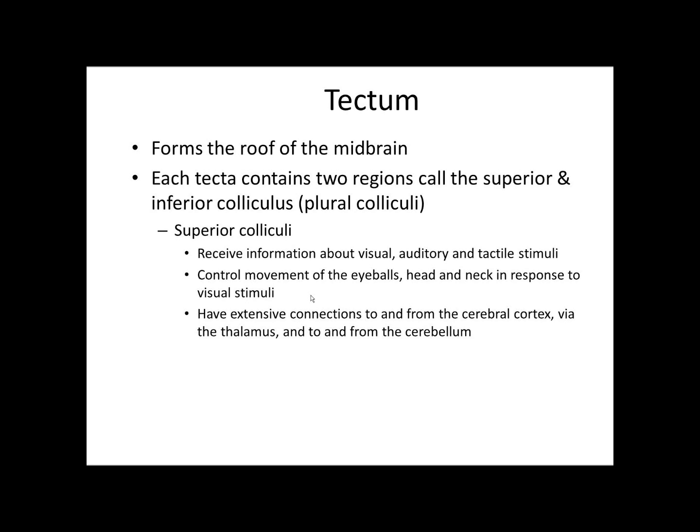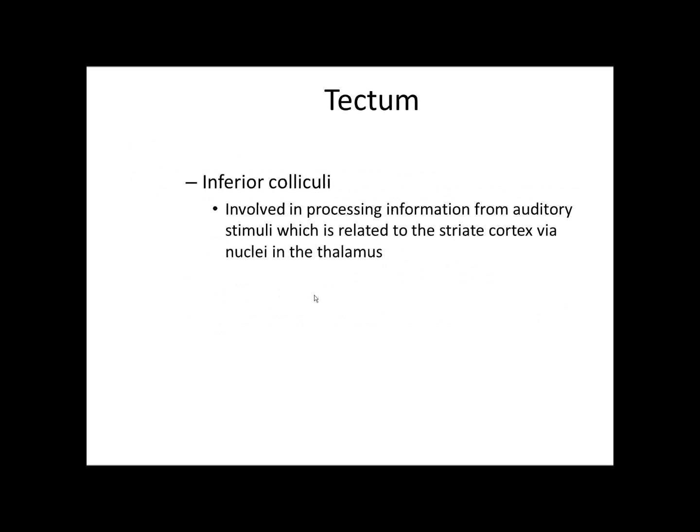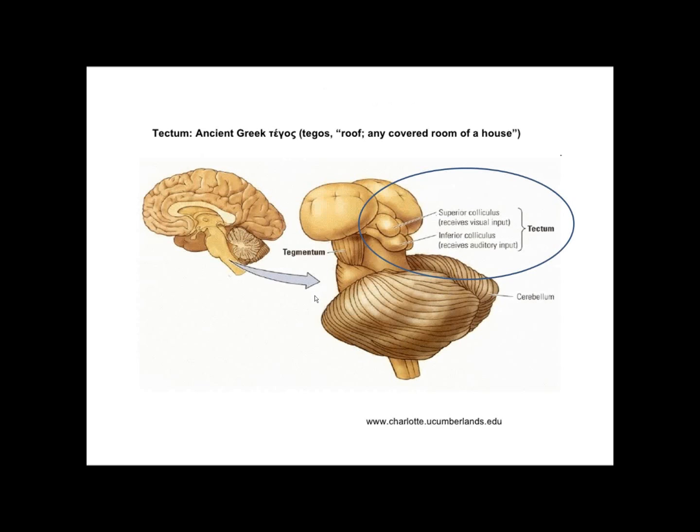Now, this area does have extensive connections to and from the cerebral cortex via the thalamus, and to and from the cerebellum, and of course we'll talk about the cerebellum in a bit, about its role in movement. The inferior colliculi are involved in processing information from the auditory stimuli, and again this is what I was just talking about in relation to responses that are subconscious. So here's the tectum, the superior colliculus and the inferior colliculus for visual input and auditory input at a very basic and reflexive level.